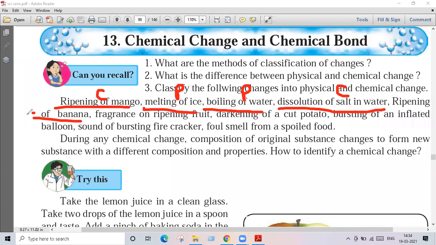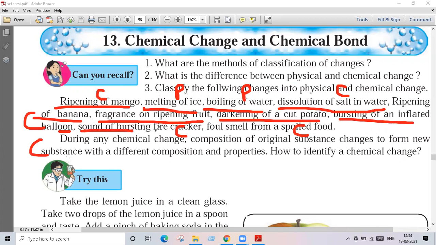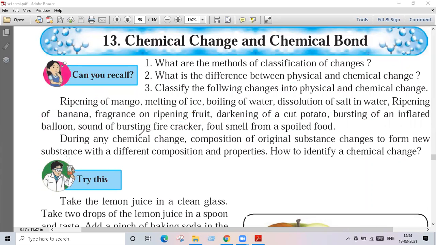Ripening of banana, chemical change. Fragrance of ripening fruit, chemical change. Darkening of a cut potato, it is also chemical change. Bursting of inflated balloon, it is also chemical change. Sound of bursting firecracker, chemical change. Foul smell from a spoiled food, it is also chemical change. Right? So during any chemical change, composition of original substance changes to form new substance.